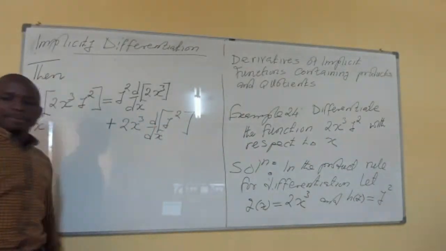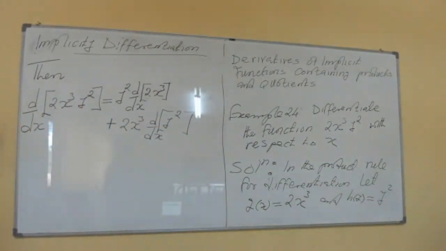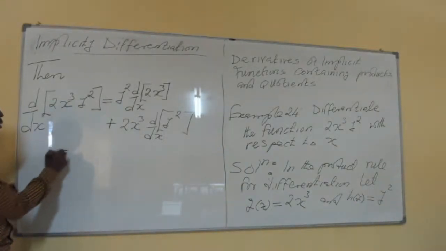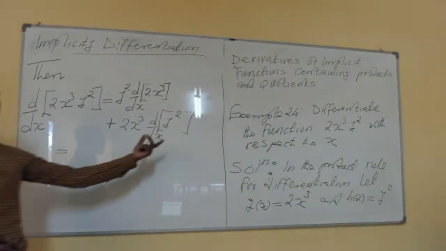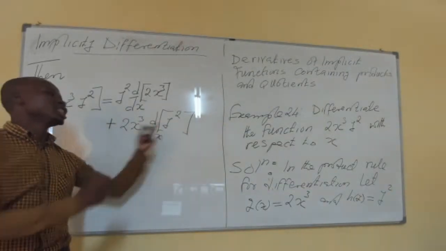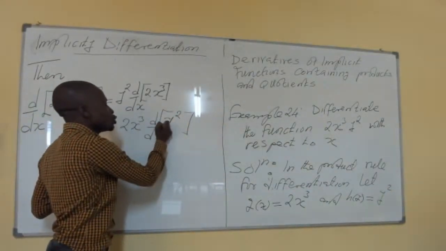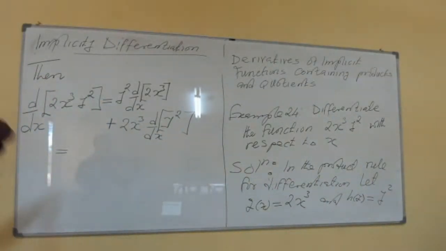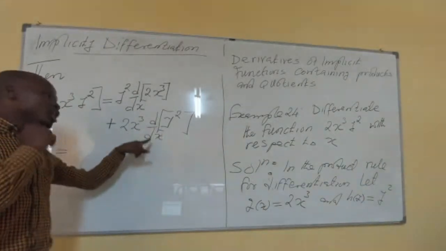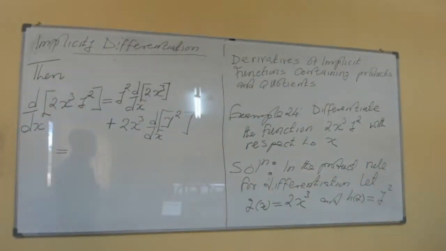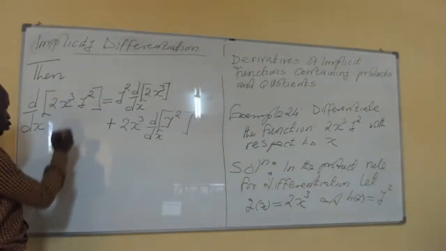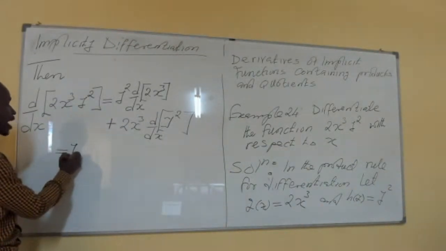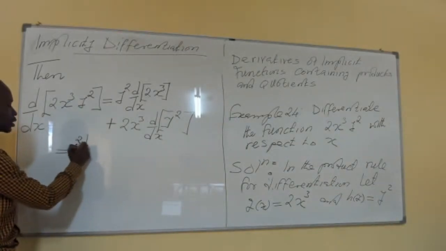So this is what was supposed to happen. Now, the issue here is, after you have done that, this is equal to, now if you look at this part, you can only differentiate the square of y with respect to x implicitly. So you're going to differentiate the square of y with respect to x implicitly.